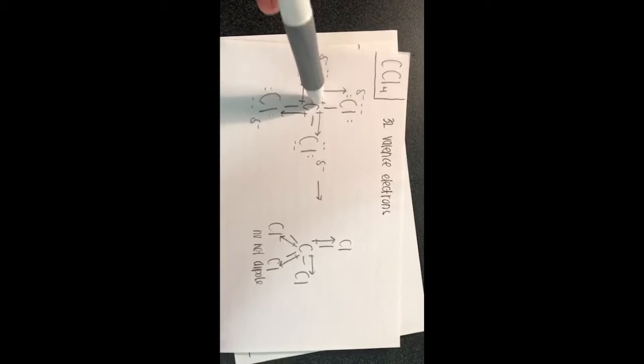So now we're going to draw our bond dipoles. So since chlorine has a greater electronegativity than carbon, our carbon is going to be slightly more positive than all of our chlorines. All of our chlorines are going to be slightly more negative than our carbon. So our bond dipoles are going to go from carbon to chlorine, from carbon to chlorine, from carbon to chlorine, and from carbon to chlorine. So that's your Lewis structure with your bond dipoles.